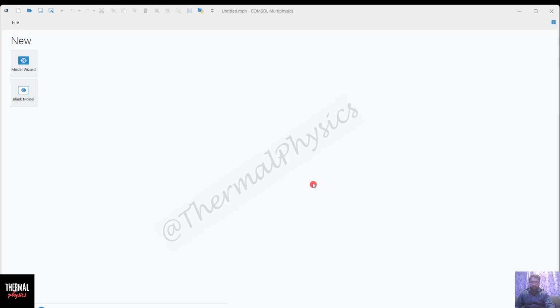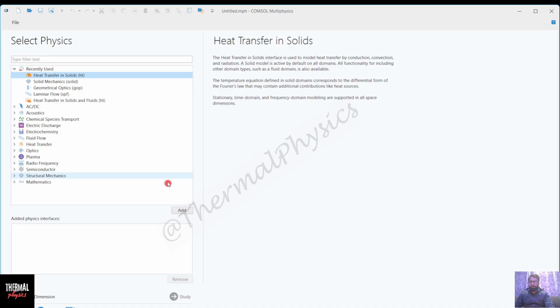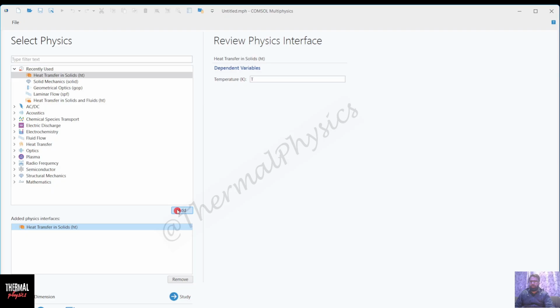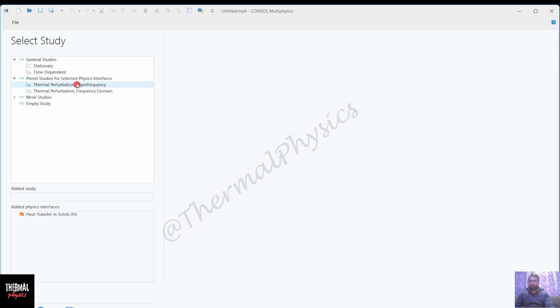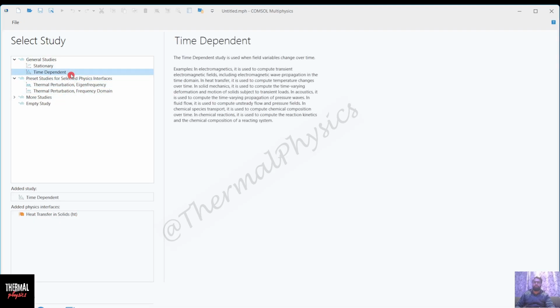Now we are inside COMSOL Multiphysics. We'll open the COMSOL Multiphysics wizard. We'll choose 2D here, but since we are going to insulate the other boundary, it will automatically become one dimensional. Otherwise we could choose a line, one dimensional geometry as well. We'll get the same thing. Now, till now we used to choose stationary because there was no involvement of time. Now we have time, so time dependent.